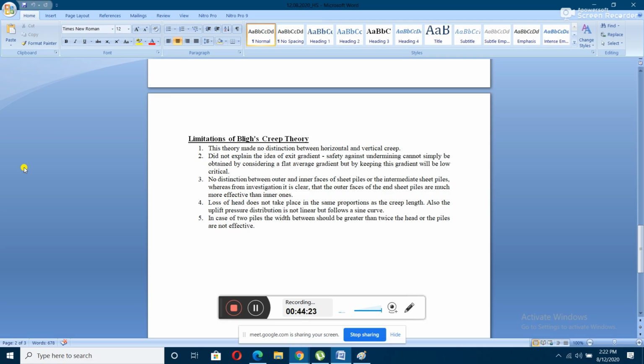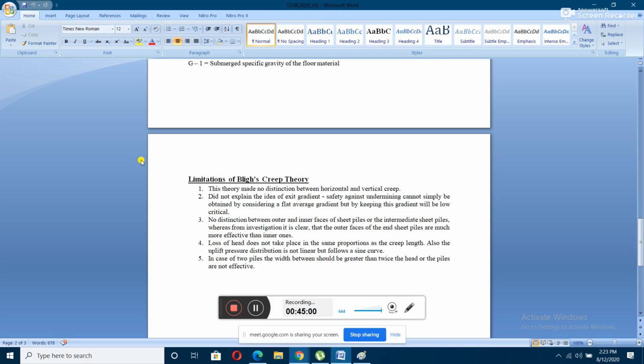A loss of height does not take place in the same proportion as the creep length. His most important assumption was that the loss of height is constant throughout its length, right? So that thing is not proportional. It is not proportional actually. It follows the sine curve. We will be seeing it in Khosla's theory that it follows the nature of a sine curve. That flow of water, it means the hydraulic gradient line, follows the sine curve. It is not a straight line. But these are the limitations.